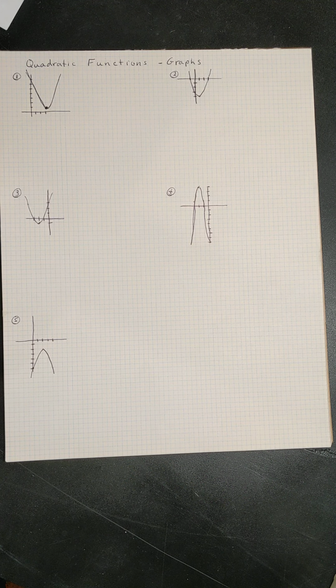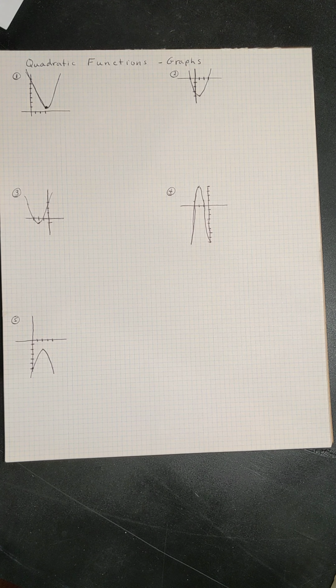Alright, in this video we are going to look at some graphs of quadratic functions, and we're going to find different pieces of information. The first thing that we are going to do is learn how to find the vertex given the graph. Then we'll look at something called the axis of symmetry. Then we're going to find the x and y intercepts, find the domain and the range, and then find either the maximum or minimum value.